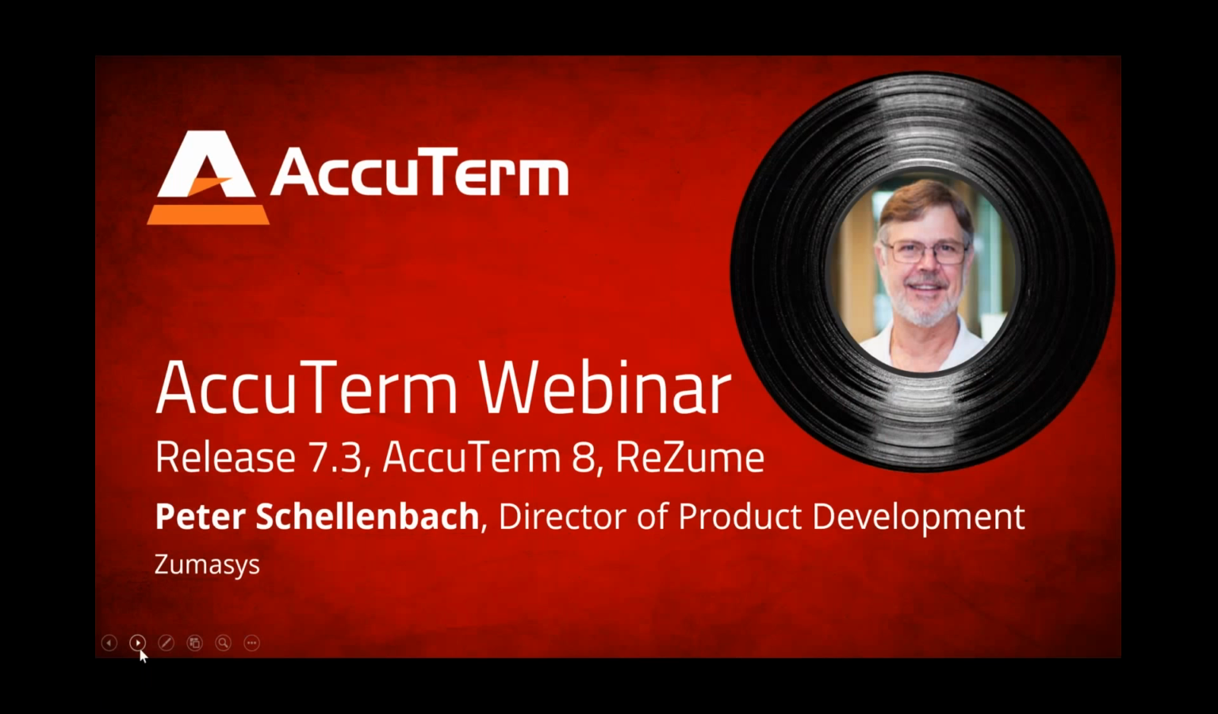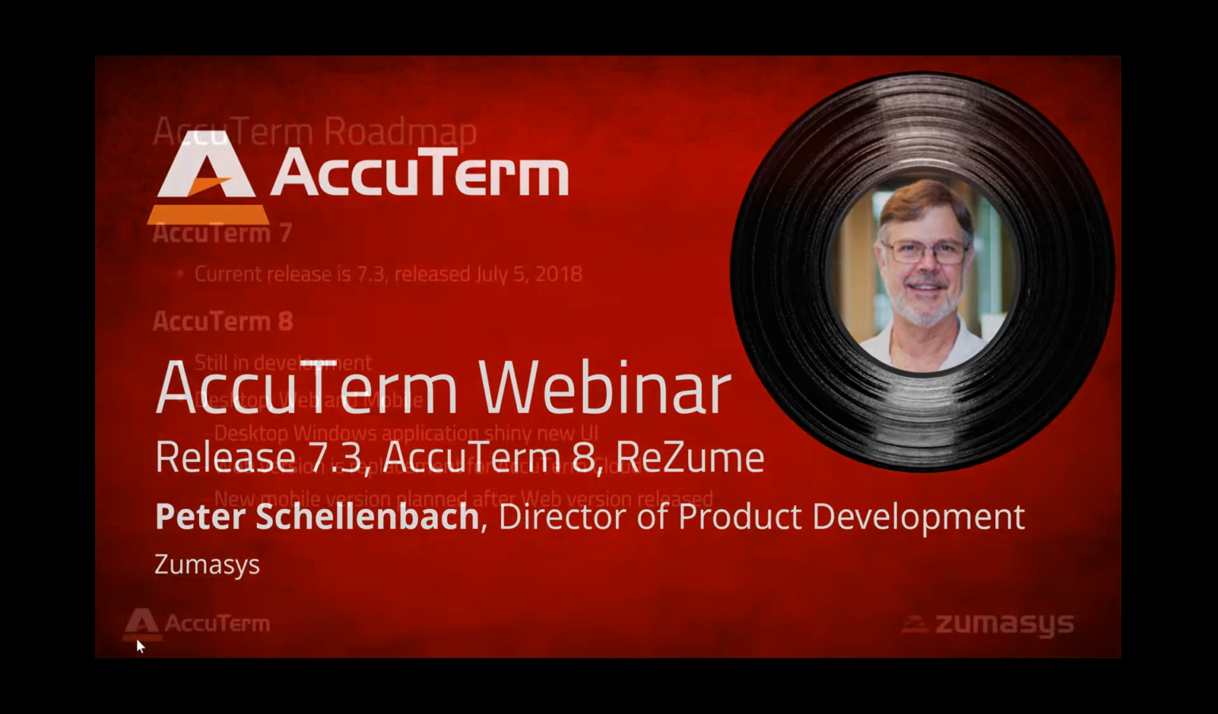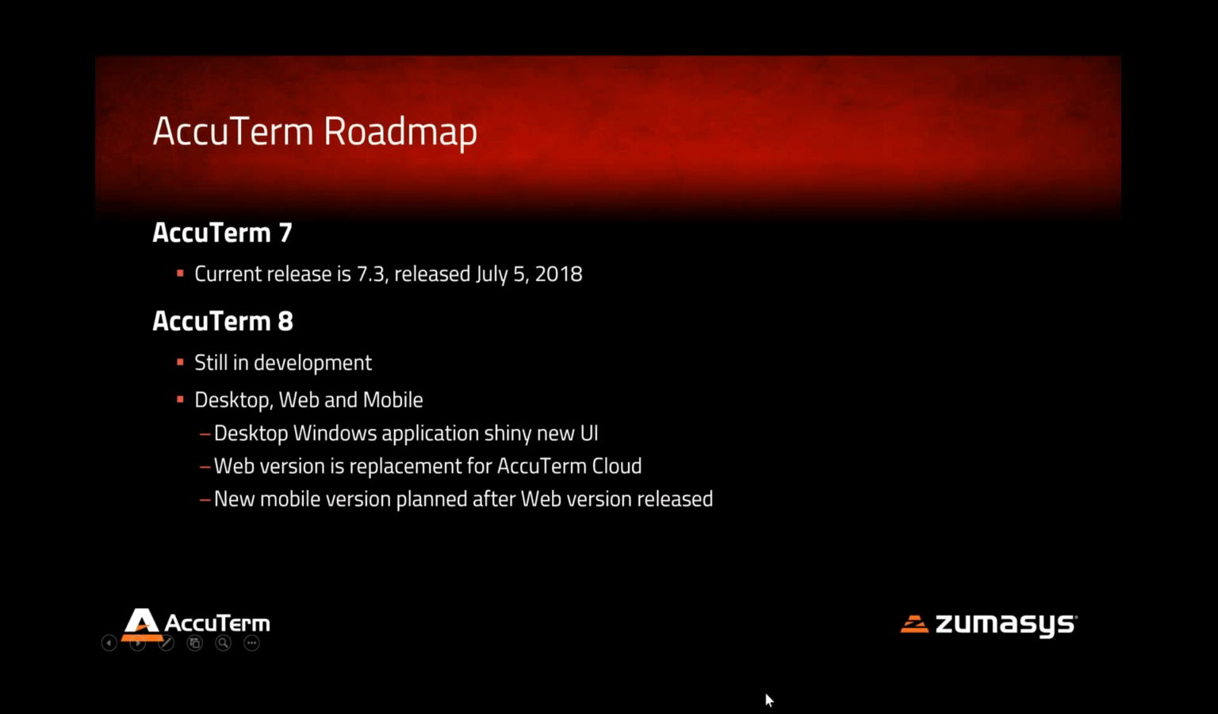So I'm going to start with Accuterm 7.3, Accuterm 8, and then one of the very cool premium features, ReZume, and then we'll turn it over to Pierre in a few minutes. So first of all, this is where we are and where we're going. Right now Accuterm 7 is at release 7.3a, which was released about 2 months ago. It was mostly a bug fix release, but we did add a couple of very cool things. And we are in progress of Accuterm 8, slow but steady.